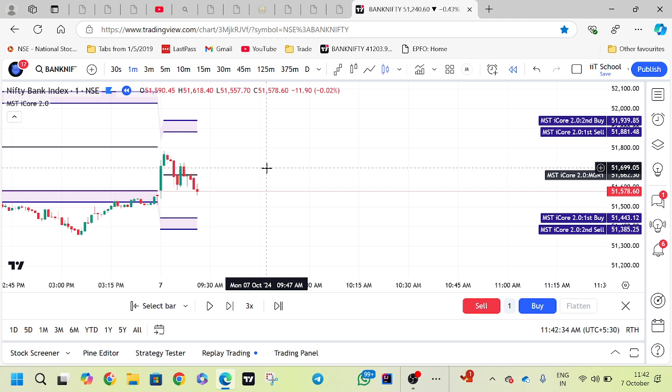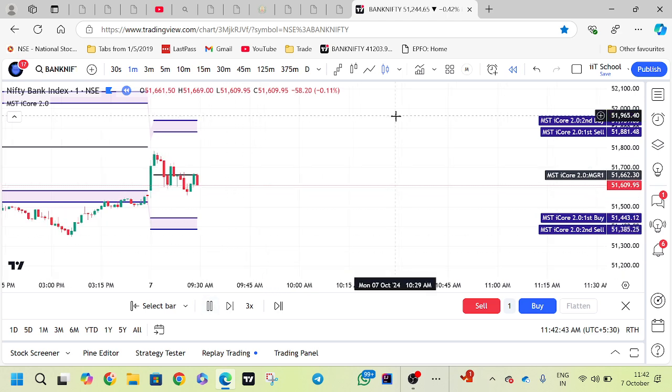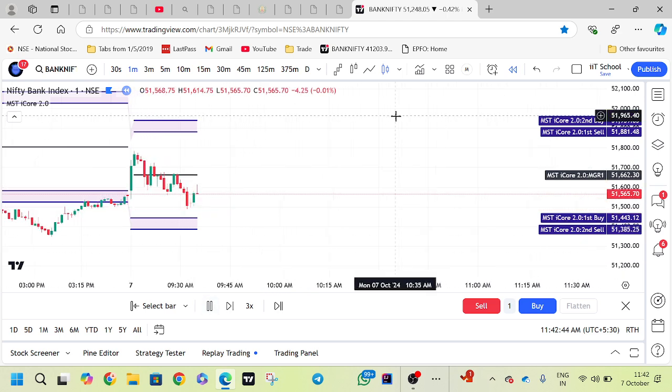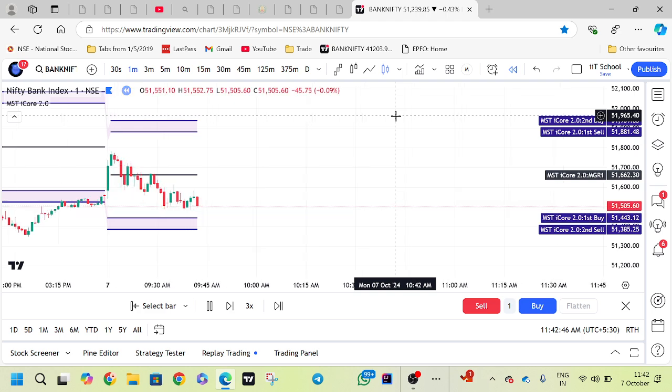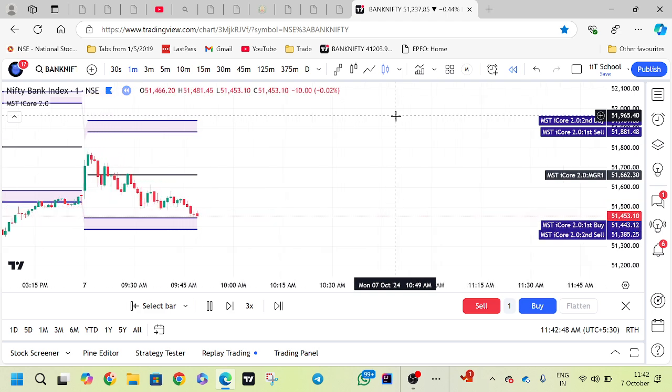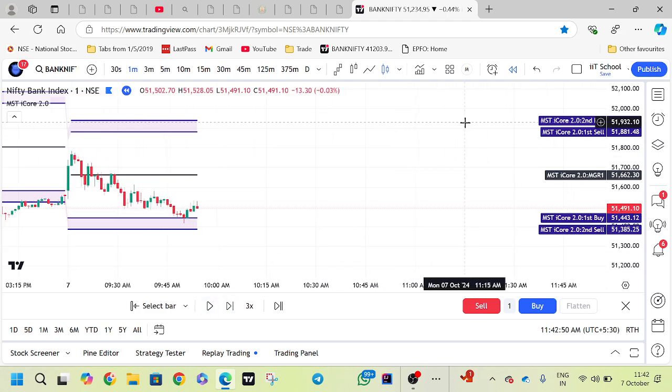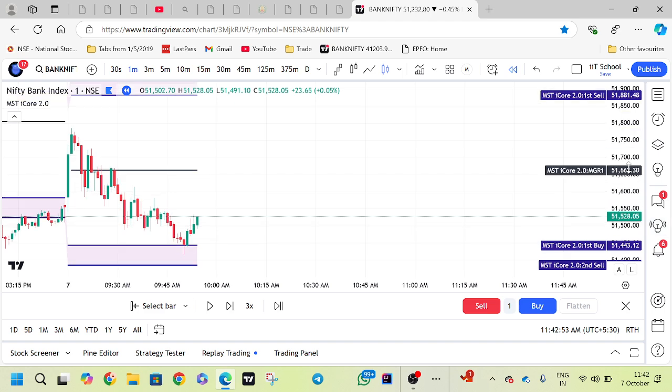There also if you are getting a loss, don't worry, you can close the system. Next day you can take the trade. Don't take revenge on the market. So now we are ready. Let us see what is going to happen. Yeah, buy has been activated. Exactly, buy has been activated.